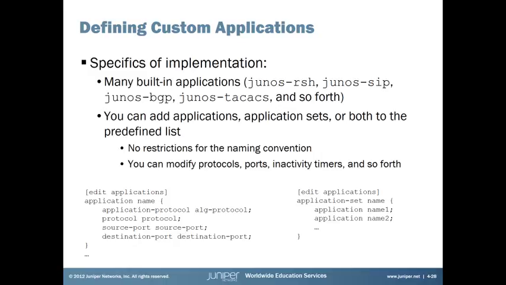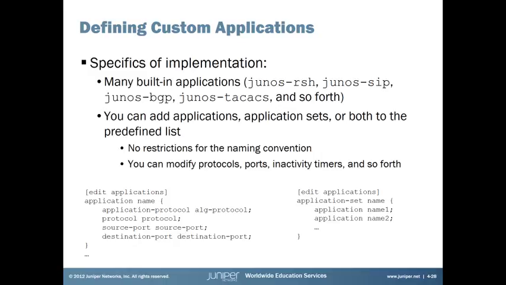Okay, we can define custom applications. As I mentioned, I've had to do that with the ACIT trunking protocol, the ACIT IX2 protocol. There are lots and lots of built-in applications, I would say probably 100 of them. They all start with the word Junos.